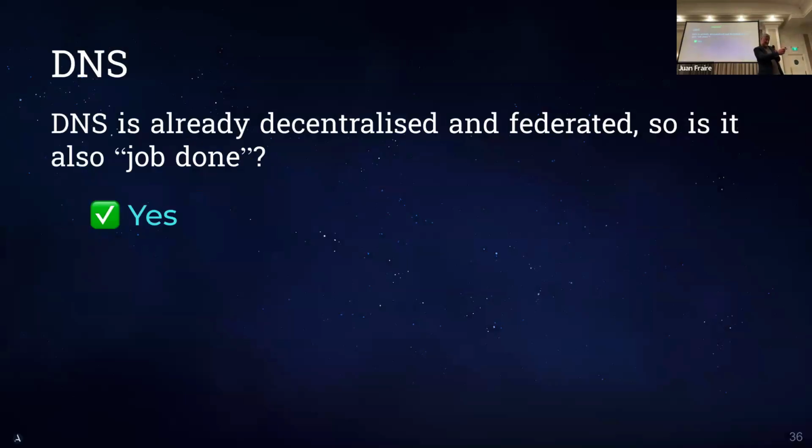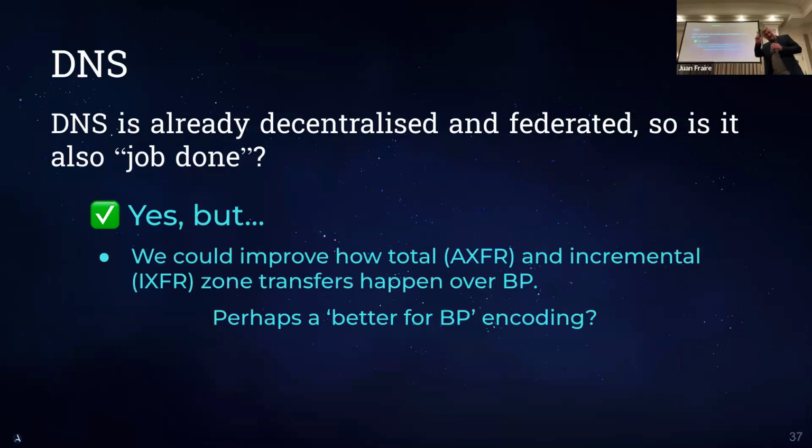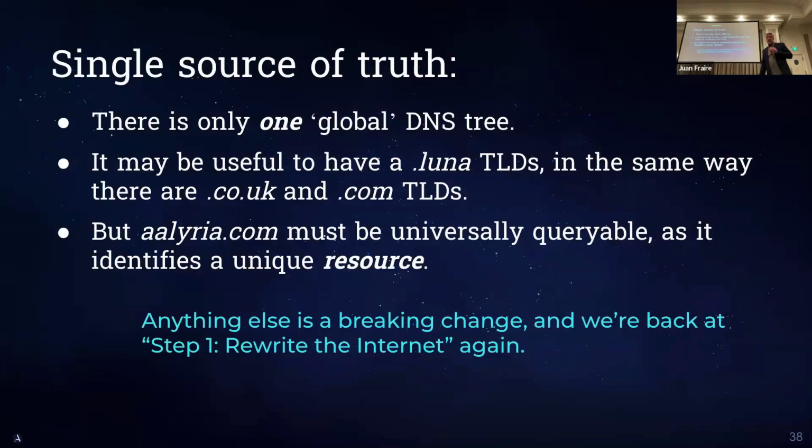Last, and I am getting there. Sorry, this is a long presentation. You've got to sit tight. DNS. Yeah, so DNS is decentralized and federated. So is it also job done? Yeah. But we could improve some of it. Zone transfers are a little bit tuned for TCP, some of the request response stuff. Yeah. So we could do a slightly better over BP encoding, but otherwise, DNS is pretty much done.